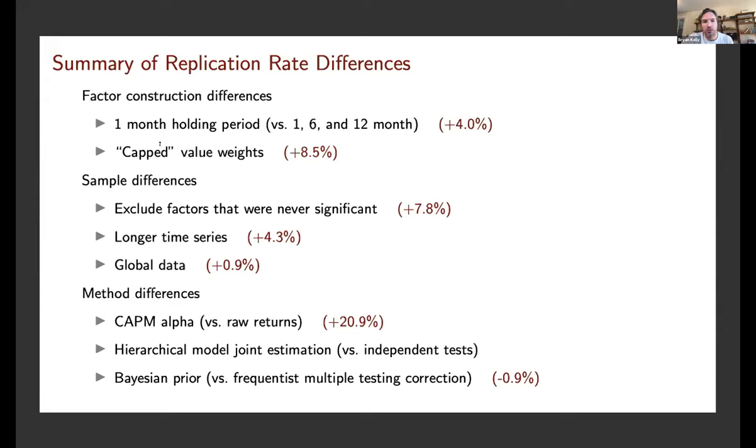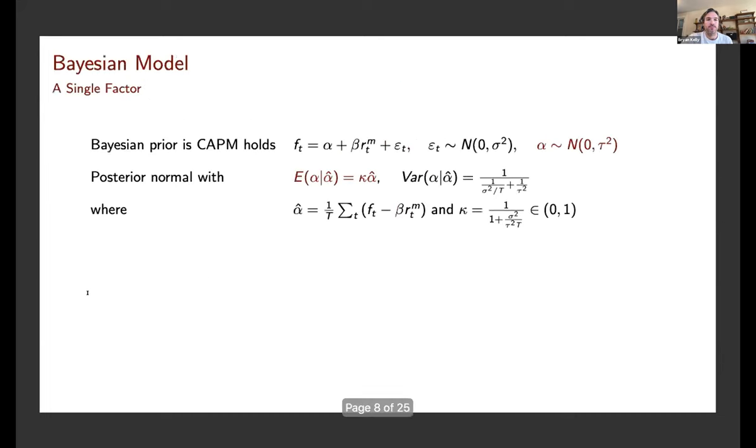But we also show that our results are robust to just using standard value weights. There are other differences here as well. Of course, the one that stands out the most, as you saw in the prior graph, is this idea of using CAPM alpha, a theory-motivated assessment, as opposed to raw returns.